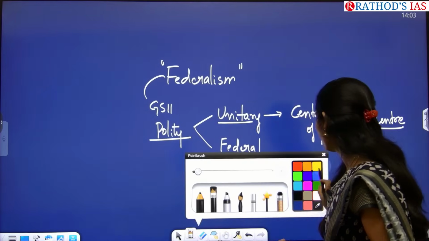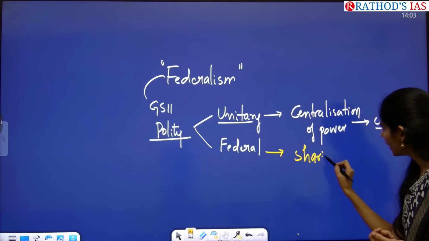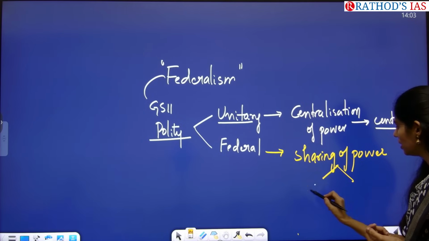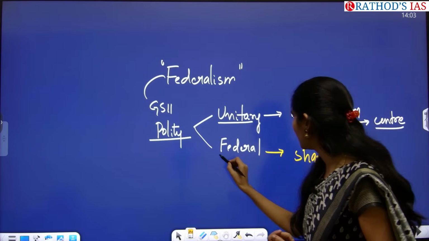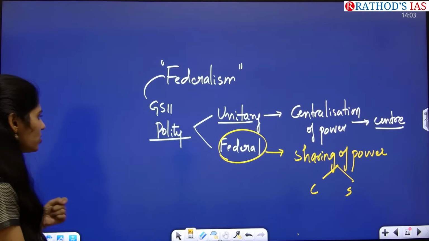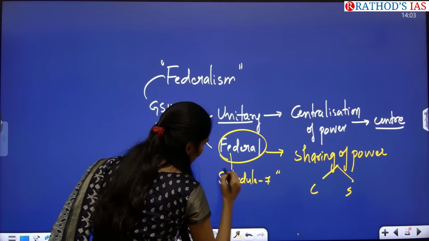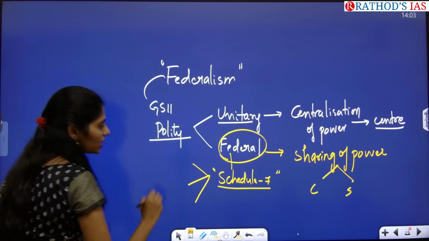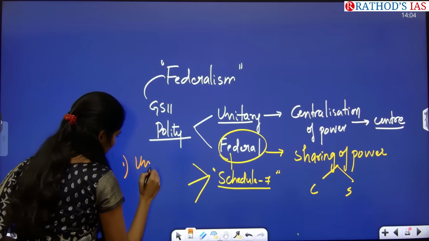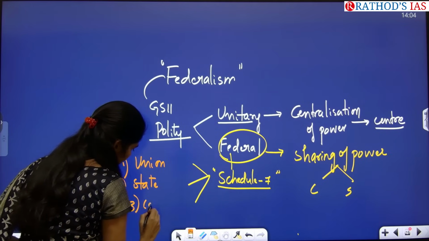And second type of government is federal. Federal means there is a proper sharing of power. There is a proper sharing of power between center and state. So this is called as federal form of government. So in India, we will be saying different schedules, right? So we have Schedule 7 of Indian Constitution, and this Schedule 7 talks about 3 lists. Okay, which are those? First one is Union list, second one is State list, and third one is concurrent list.